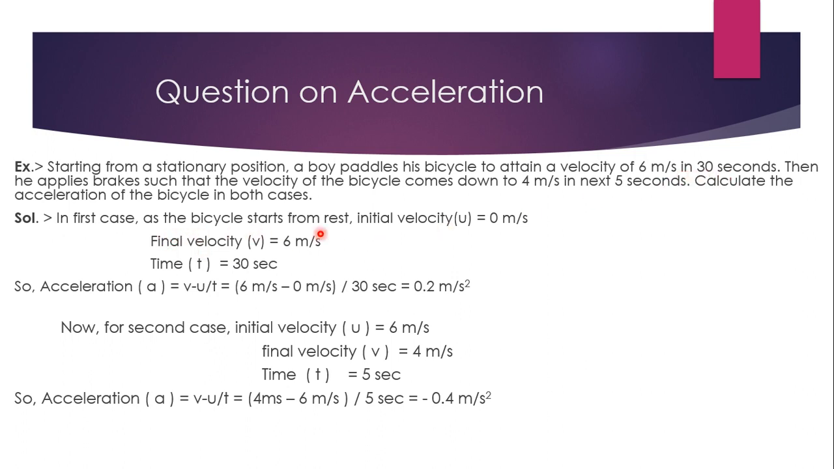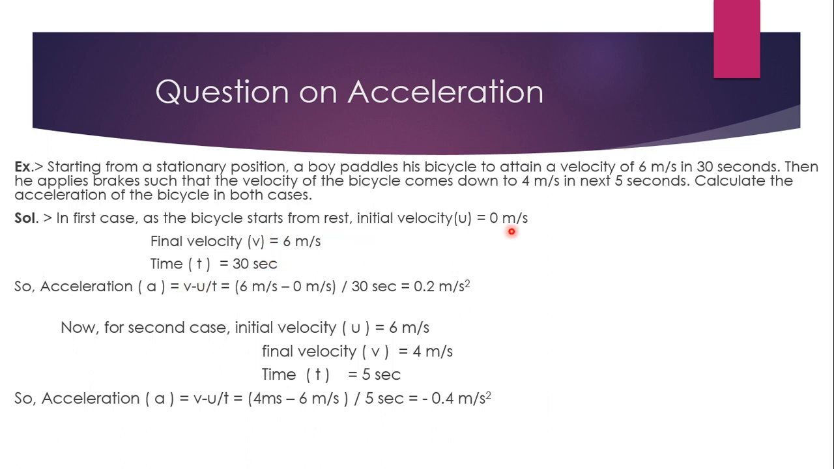So in first case, the initial velocity will be 0 because the object starts from a stationary position. So initial velocity u will be 0 meter per second, final velocity is 6 meter per second, and time taken is 30 seconds. So to find out acceleration, which is a is equal to v minus u by t, so 6 meter per second minus 0 meter per second divided by 30 seconds, that is 0.2 meter per second square, is the acceleration in first case.